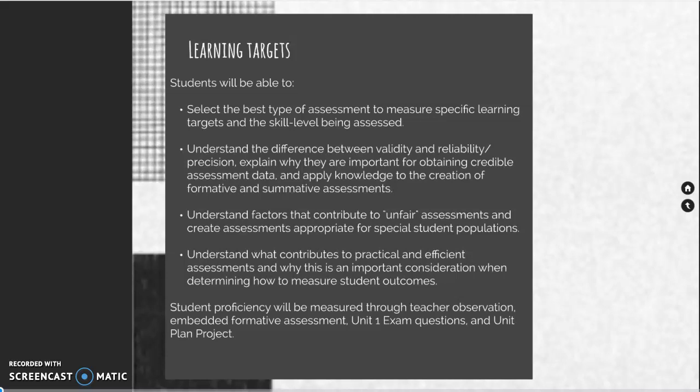Understand factors that contribute to unfair assessments and create assessments appropriate for special student populations, and understand what contributes to practical and efficient assessments and why this is an important consideration when determining how to measure student outcomes. Student proficiency will be measured through teacher observation, embedded formative assessment, Unit 1 exam questions, and the unit plan project.